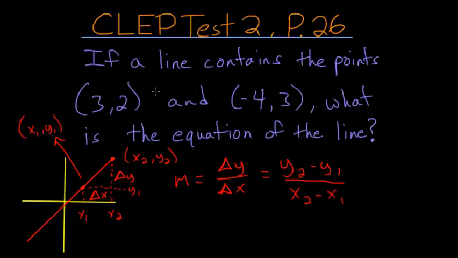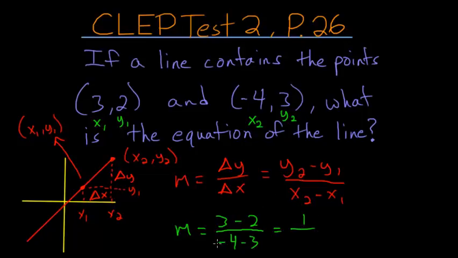So if we apply this idea to our specific points, the slope of our line, m, would just be the difference in y values. We can call this y2 and this one y1, so that we have 3 minus 2 to find its change in y. And the change in x, if this is y2, this would have to be x2, and this would have to be x1. So we have -4 minus 3. The numerator simplifies to 1, and the denominator, -4 minus 3, is just -7. So our slope is simply -1/7.